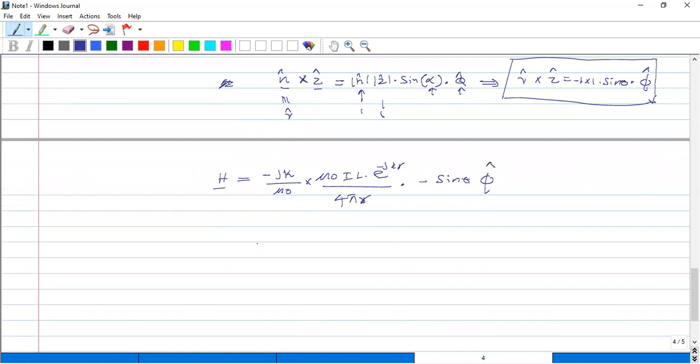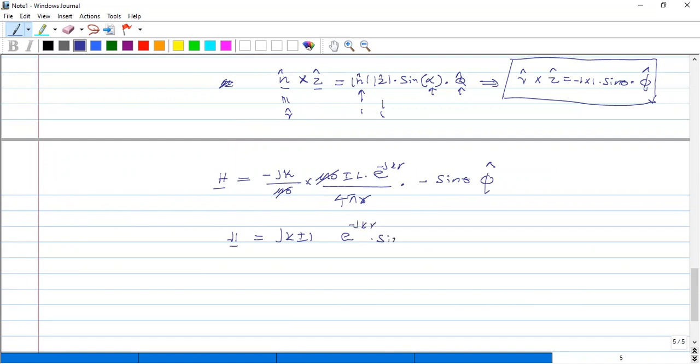Okay, so you can see that mu naught will be cancelled out. Okay, and this minus and minus will become plus. So you will have jk Il e to the power minus jkr sine theta divided by 4 5 r, that is in the 5 hat direction. Okay, so this is the H field.